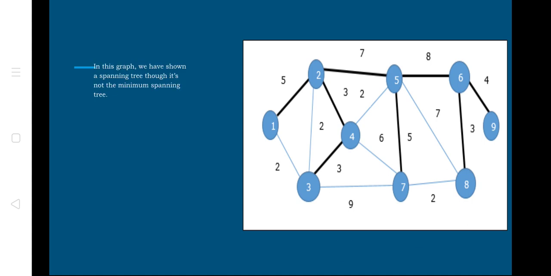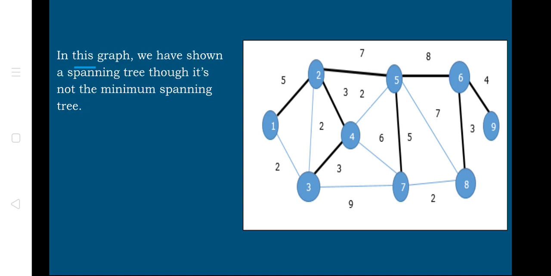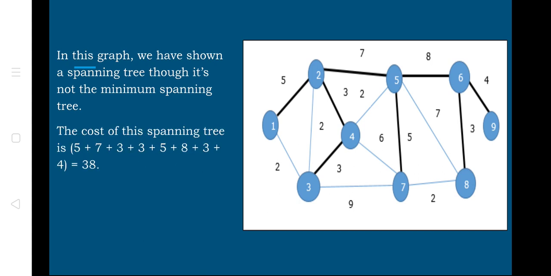Okay, so now here in this graph we have shown a spanning tree, though it is not the minimum spanning tree. So this is an example of a spanning tree where all the nodes 1, 2, 3, 4, 5, 6, 7, 8, 9 are connected. Okay, so the darkened lines show the connection. This is a spanning tree. That is one of the spanning trees. As we have seen just earlier, a graph can have more than one spanning tree, and after finding all the spanning trees, the spanning tree whose cost is minimum is called the minimum cost spanning tree.